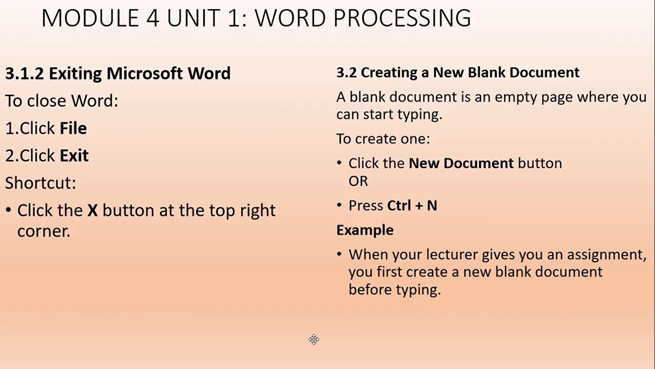So that is for creating a new blank document. Maybe when your lecturer gives you an assignment, you first create a new blank document before typing. You are meant to submit your assignment in Microsoft Word format. What do you do? You create a blank document for it. You type in your answers there, you save it. That is how to create a new blank document. Either you click on the new document button, or you go to File, click on New, click on Blank document, or you use a shortcut, which is Control plus N.